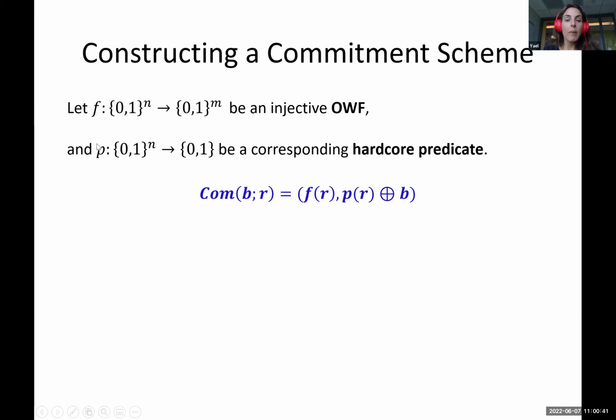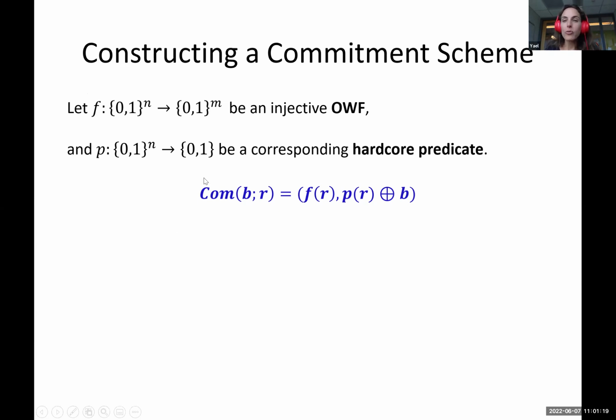And remember, we said there's the hardcore predicate theorem of Goldreich and Levin that says that every one-way function has a hardcore predicate. I'll remind you of the definition of hardcore predicate in a minute, but let me first tell you what the commitment scheme is. What I'm going to assume today is an injective one-way function. We can construct commitments also just from one-way functions, but it's more complicated. So I'm going to show you a construction assuming we have an injective one-way function. So I have a one-way function, but it's one-to-one.